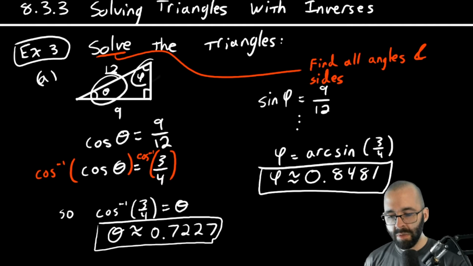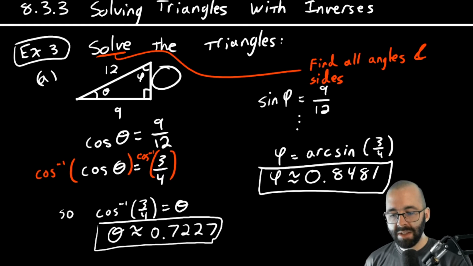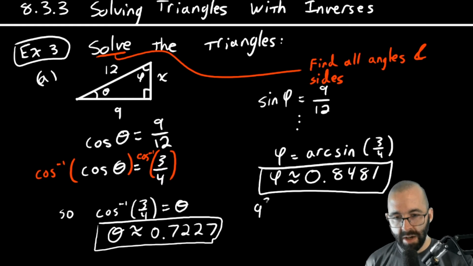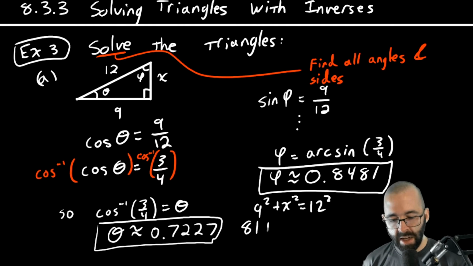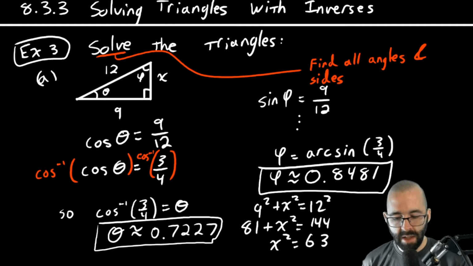So now we know this angle, we know this angle, we definitely know this angle, that's 90 degrees, pi over 2. We're just missing this side right here. Pythagorean theorem. We can call this x. Well then, 9 squared plus x squared equals 12 squared. Solve this out, 81 plus x squared equals 144. Subtract 81 from both sides. Should get that x squared is 63, if I did my math correctly. And so we should get that x is approximately plus or minus the square root of 63.